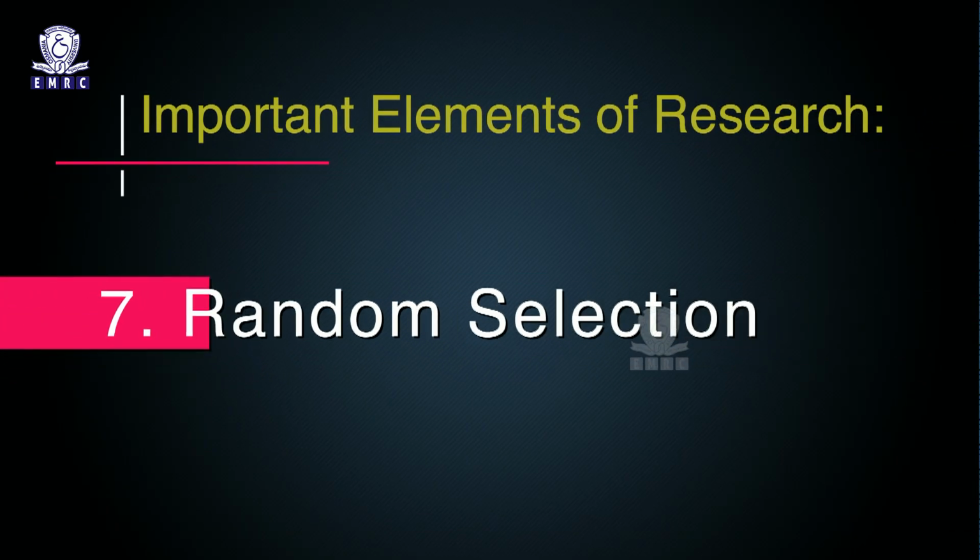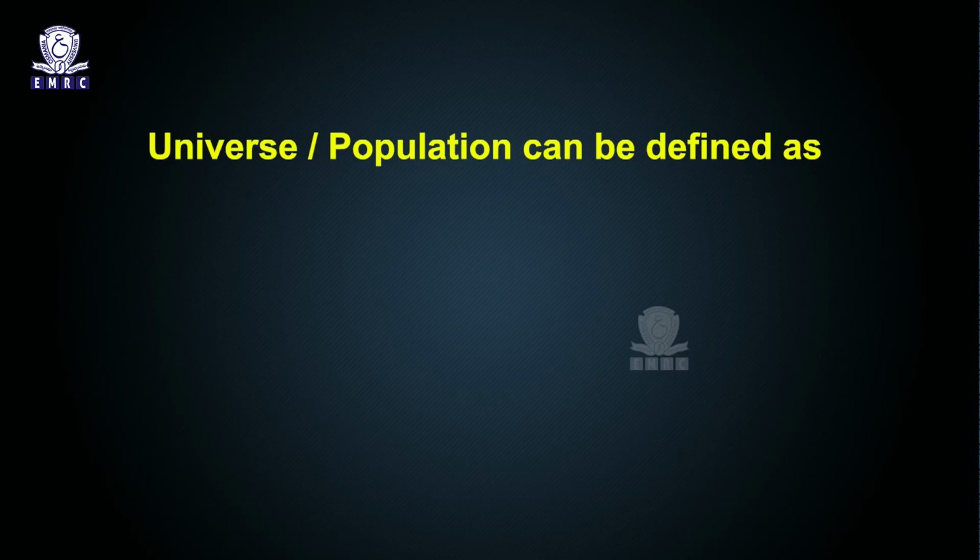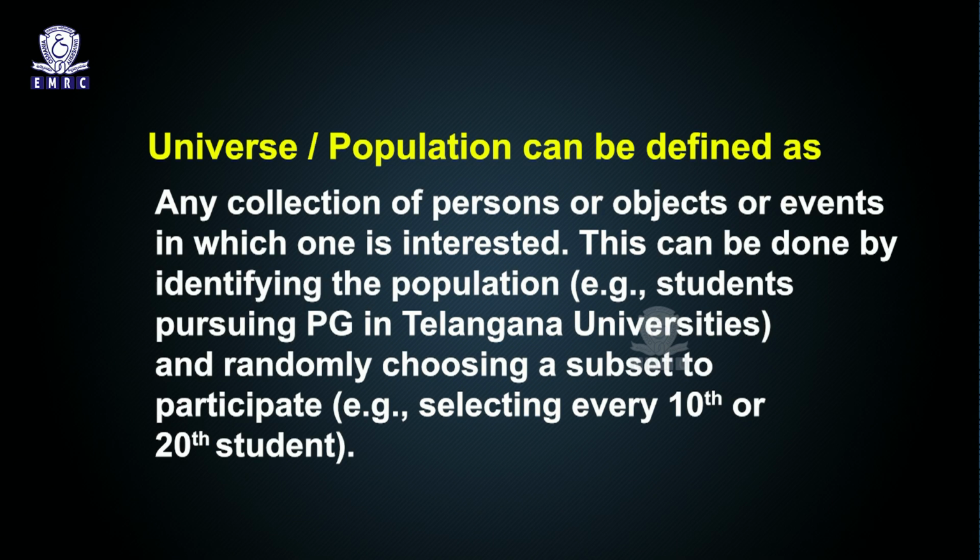Random selection is a form of sampling where a representative group of respondents is selected from a larger group or population by chance. Universe or population can be defined as any collection of persons or objects or events in which one is interested. This can be done by identifying the population, for example, students pursuing post-graduation in Telangana universities, and randomly choosing a subset to participate, for example, selecting every 10th or 20th student from the list.